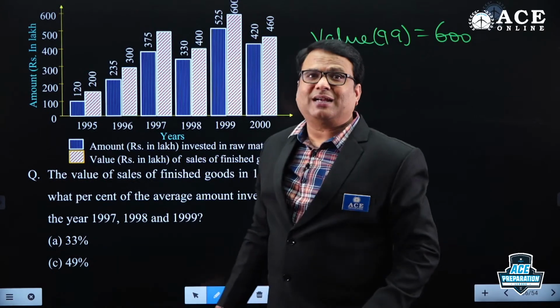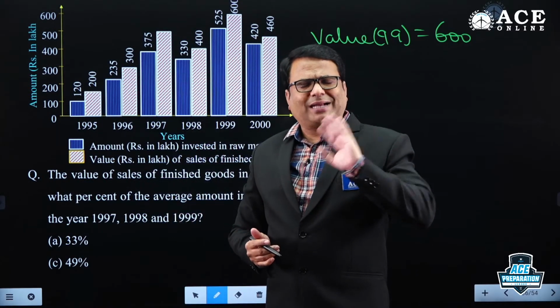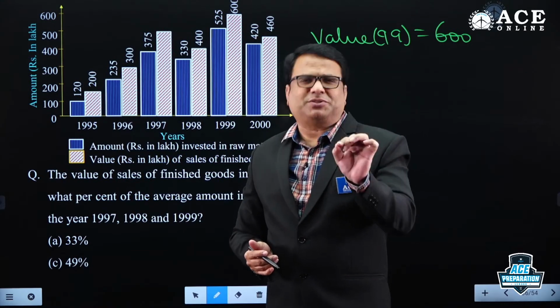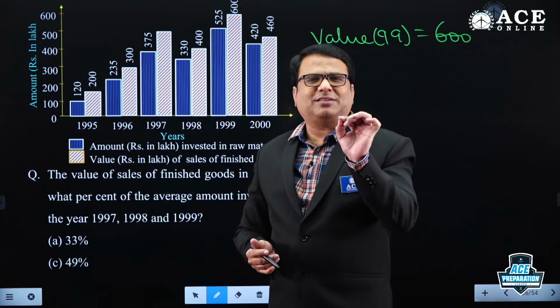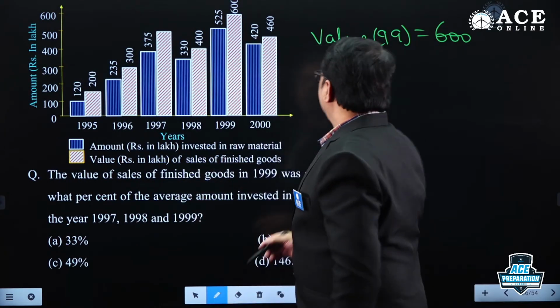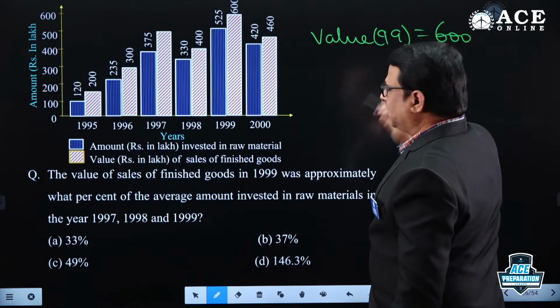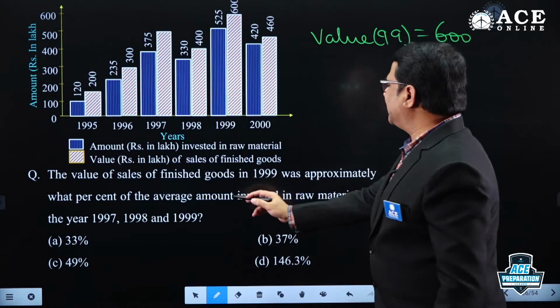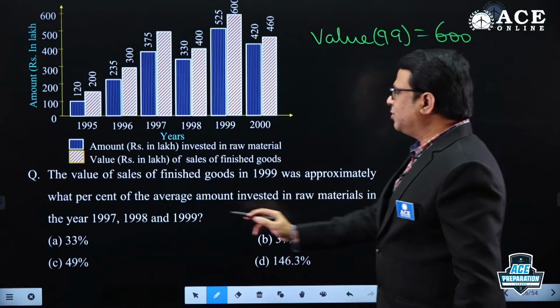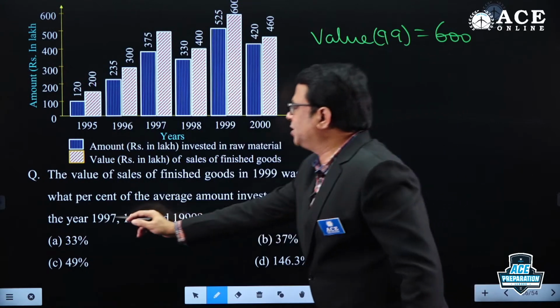No need to take 600 lakhs. We know that the value is in lakhs, but no need to take lakhs here because we are finding the answer in percentage. When you find the answer in percentage, whether you take lakhs or not, it doesn't make any difference. So value in 1999 is 600 lakhs. Then what is the average amount invested in raw material in these 3 years?